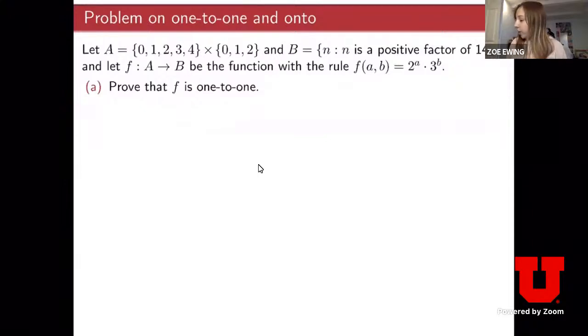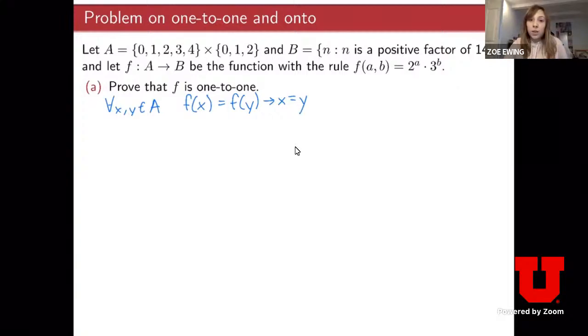And remember that to prove that something is 1-to-1, we want to show that for every x and y that are in A, if f of x equals f of y, then x equals y. And there is another way to explain 1-to-1. So does anyone want to explain the less technical version?